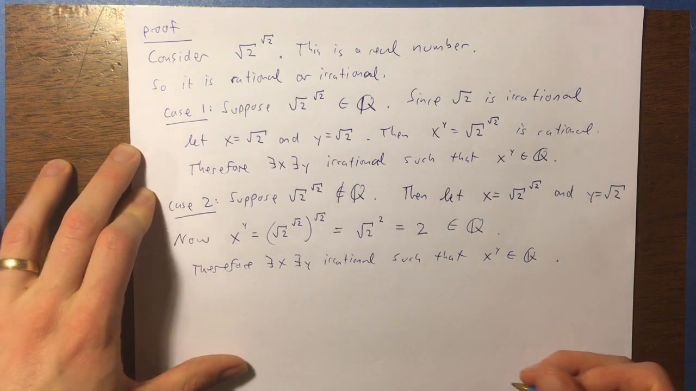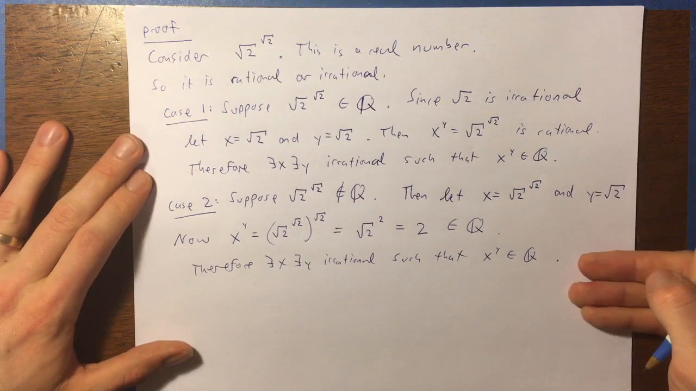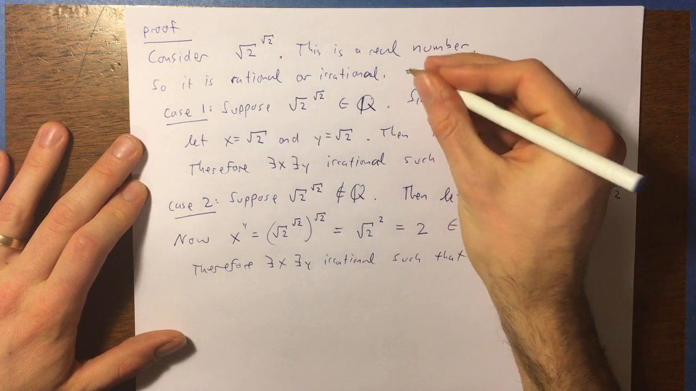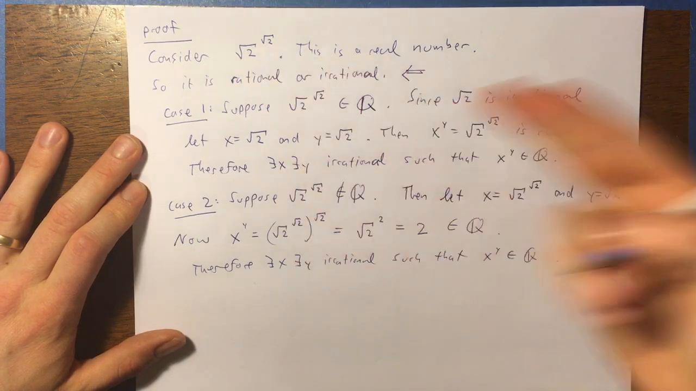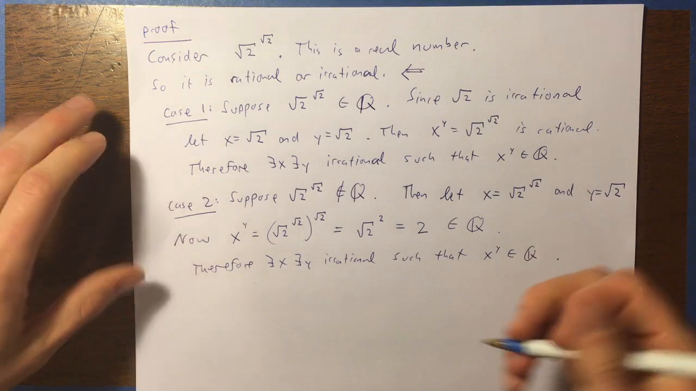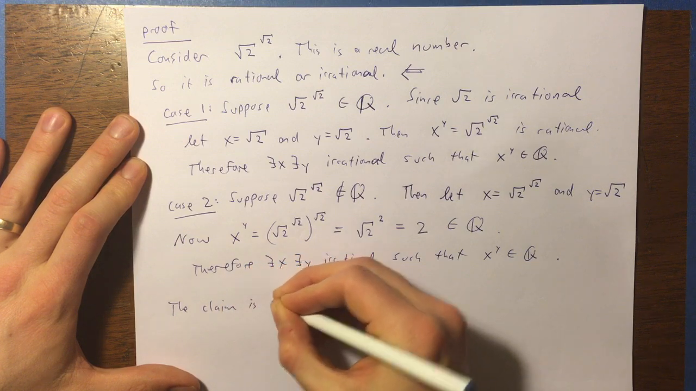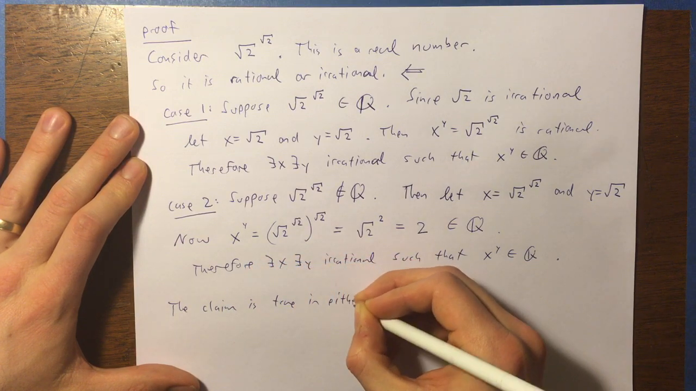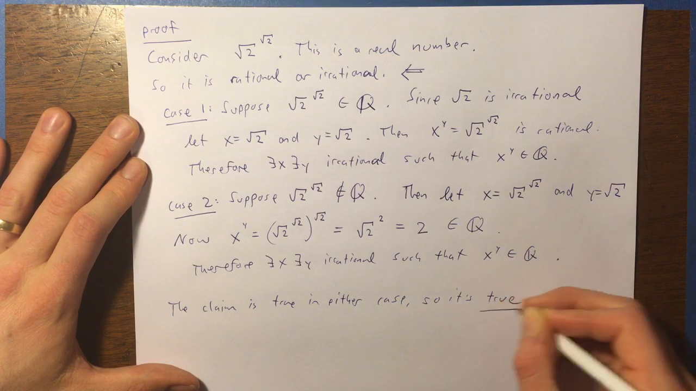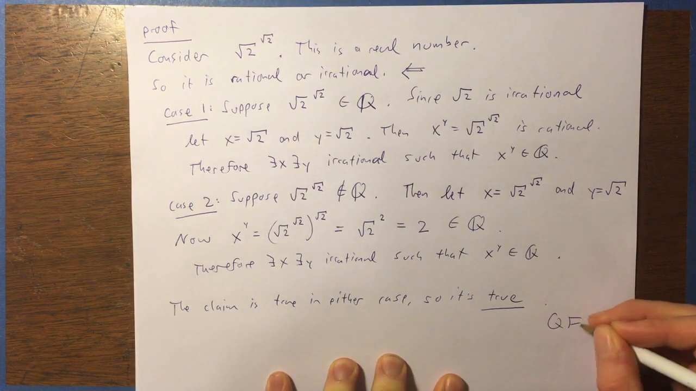Okay, well, in either case, I was able to find an example. And I don't know which of these two cases is in fact the real true case, but I do know that one of them has to be true. That number is either rational or it's irrational. So if I can prove it in either case, it must be true. So the claim is true in either case, so it must be true overall. All right, and that's the proof. Let's QED that.